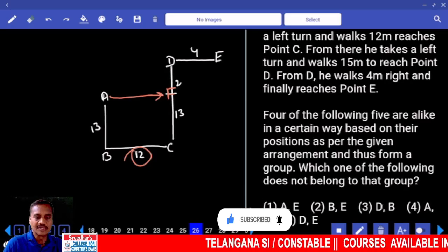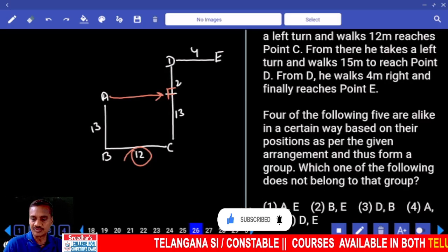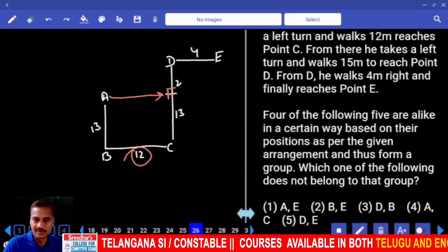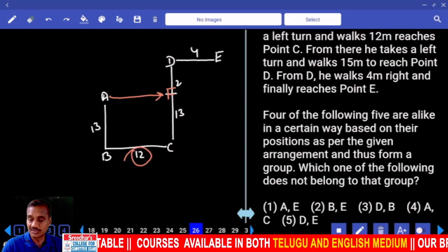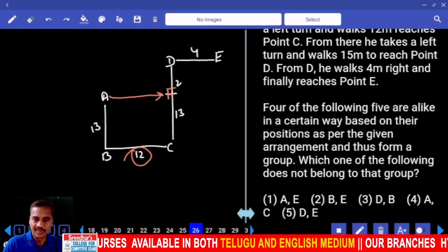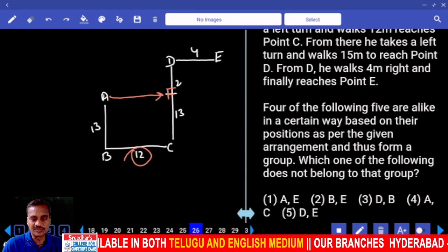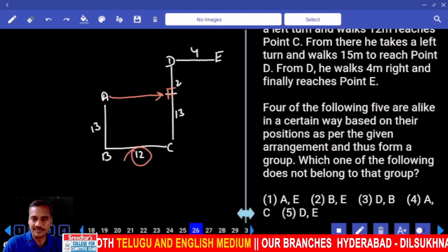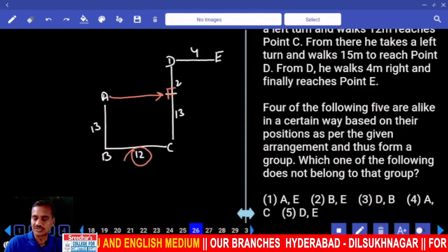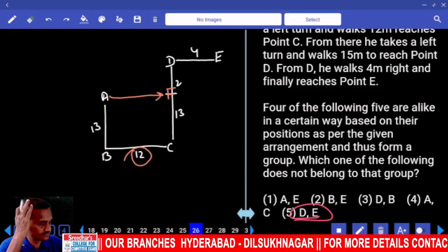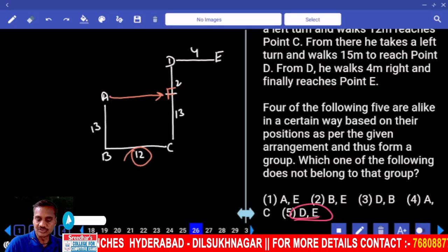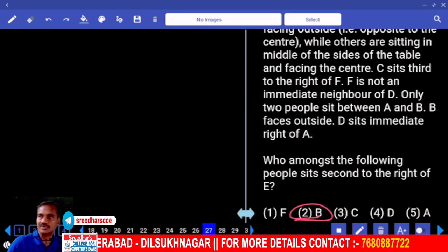Then, odd one out. A and E: A is to the southwest of E. B and E: B is to the southwest of E. D and B: D is to the northeast. A and C: A is to the northwest of C. And D and E: D and E are in a horizontal straight line. Except choice 5, the remaining are not in a straight line. So 26 is choice 5. Then 27 onwards.